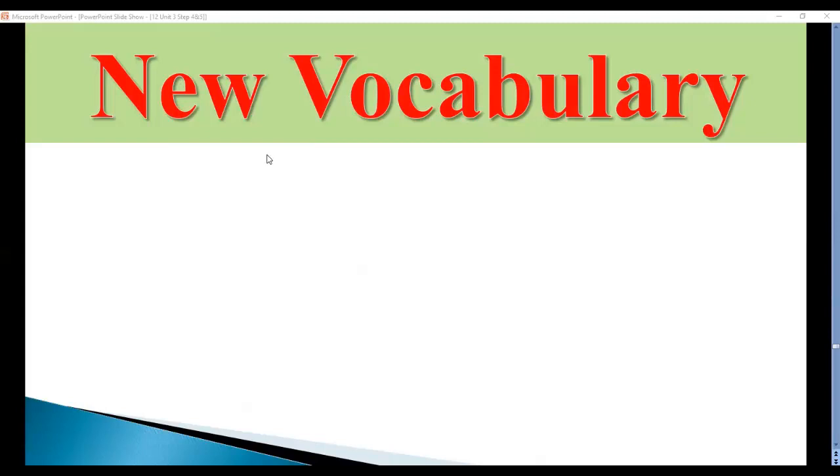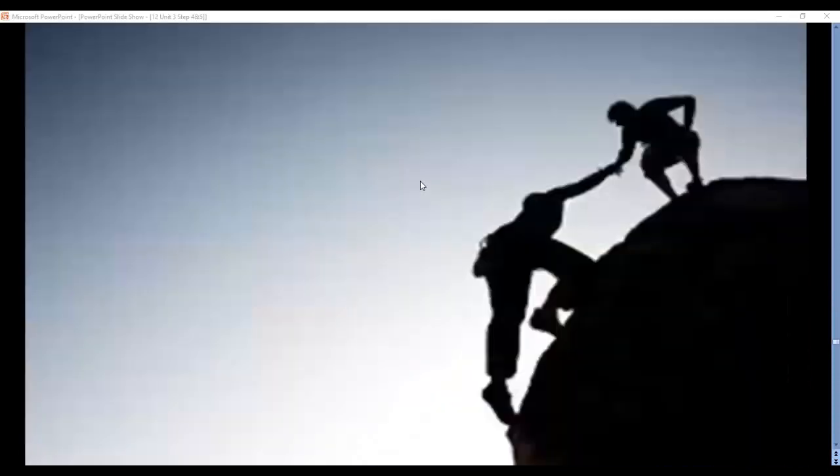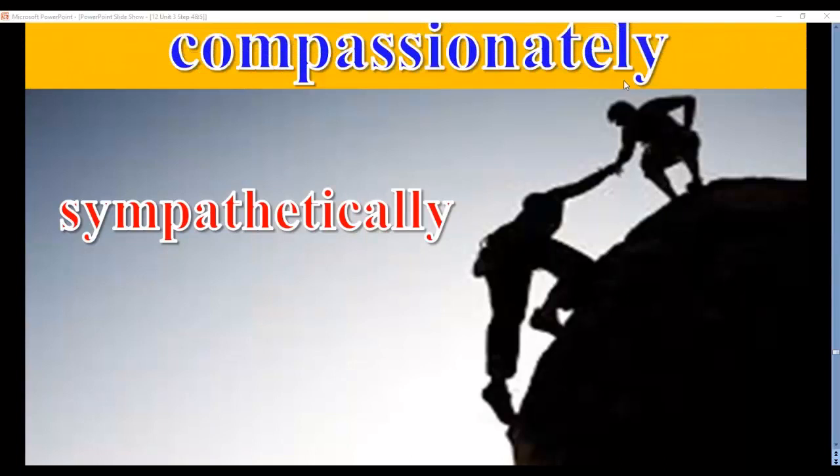Lessons 4 and 5. In lesson 4, we discussed the grammar. In lesson 5, now we are going to present the new vocabulary. The first one is aggressive. Look at the pictures. If you describe this boy, for example, you will describe him as being aggressive, ready to attack. What about this part here? Have a look. Sympathy and sympathetically. Take care of this adverb here. Compassionately, the same idea. So here, compassionately, sympathetically.